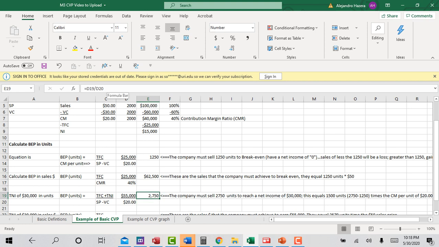You've got to sell 2,750 units in order to achieve a target net income of 30,000. That's what I put over here: the company must sell 2,750 units to reach a target net income of 30,000. This also equals 1,500 units, which is, by the way, let me put this here in bold.